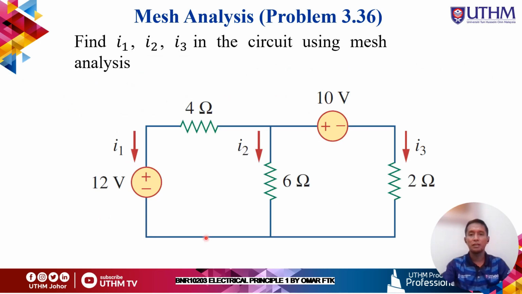Okay, so for this question, you have to find I1, I2, and I3. But you know that you have the first loop in here, and then you have the second loop here. Let's say IA and IB, because we also have I1, I2, I3.